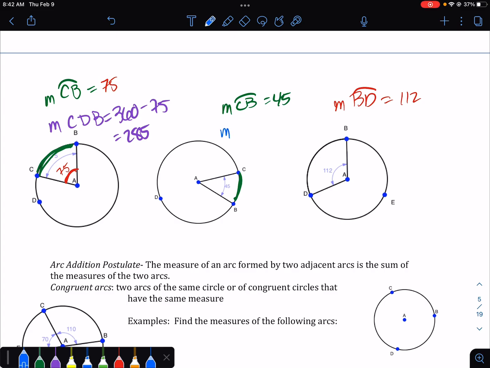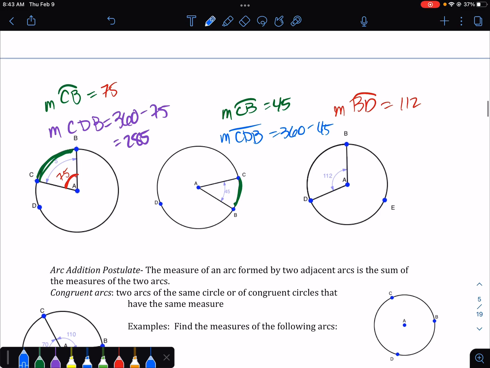Okay, so here the measurement of CDB is going to be 360 minus 45. So if we do 360 minus the 45, that leaves us with 315. Ooh, that needed to be arced. So that's 315. And then on this one, if I do the measurement of BED, that's the major arc associated with this minor arc. We're going to do 360 minus the 112.